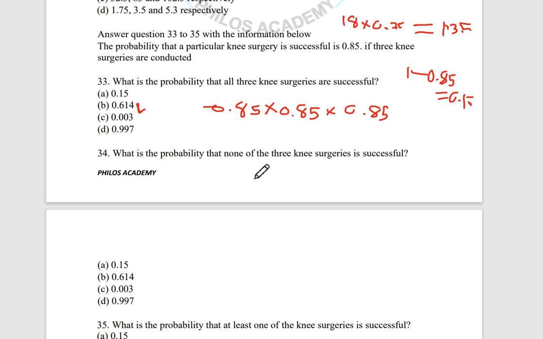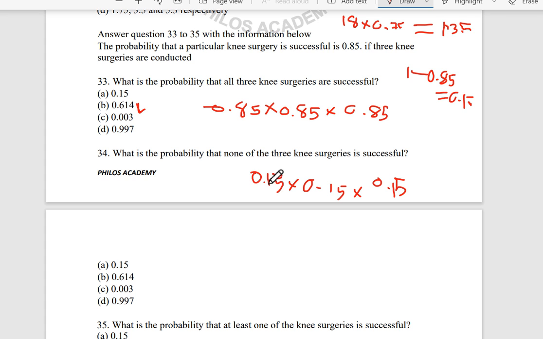So if none of them is successful, it means that the first one is not successful, 0.15, and the second one too is not successful, 0.15 again, and the third one too is not successful, 0.15. So we multiply 0.15 times 0.15 times 0.15, you should get 0.003375, and it's approximated to this. So the answer is C.